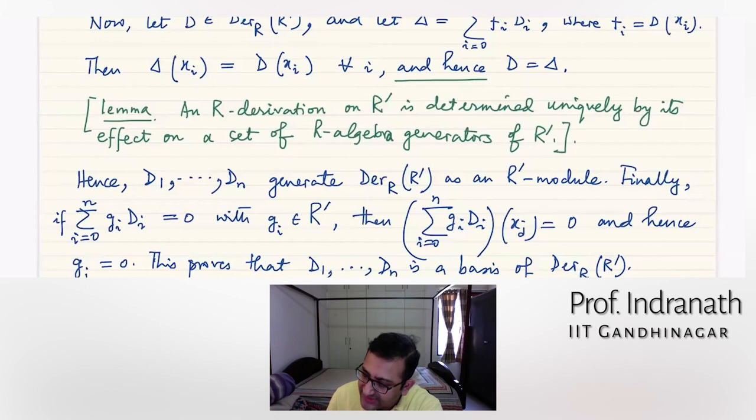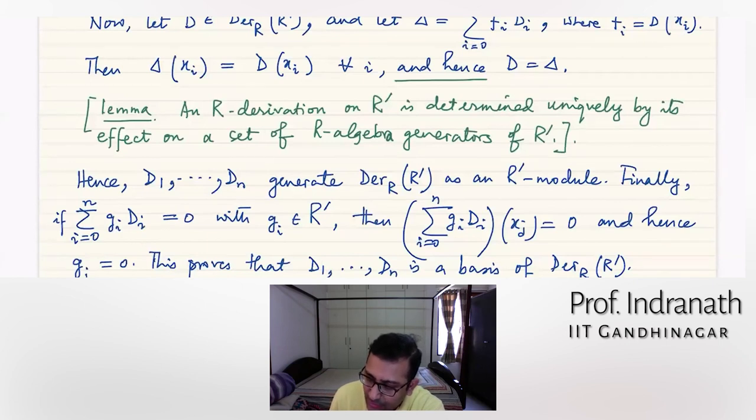First, you are showing that this generates this as an R dash module, because you will just start with a derivation and then you will choose these scalars in this way, and therefore you can write this as a linear combination over R dash. So this is the generating set, and finally you want to show the linear independence, but that is easy, right?